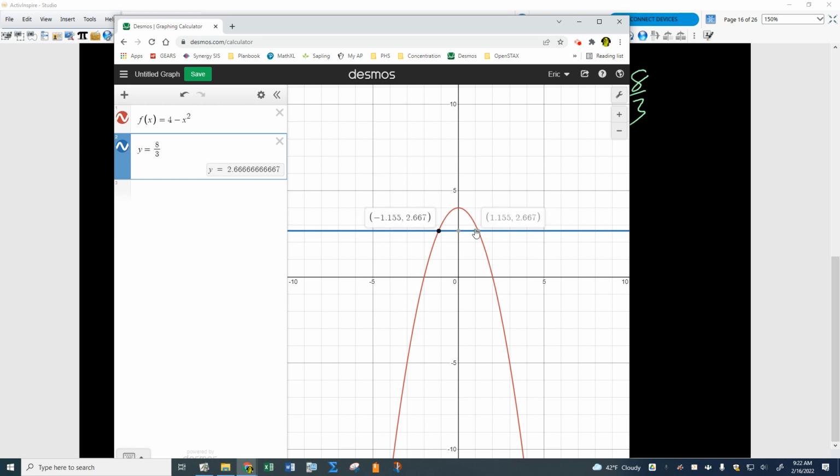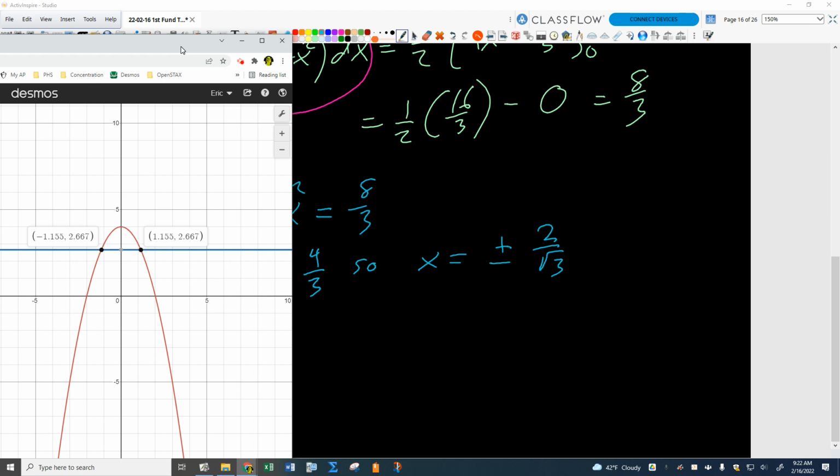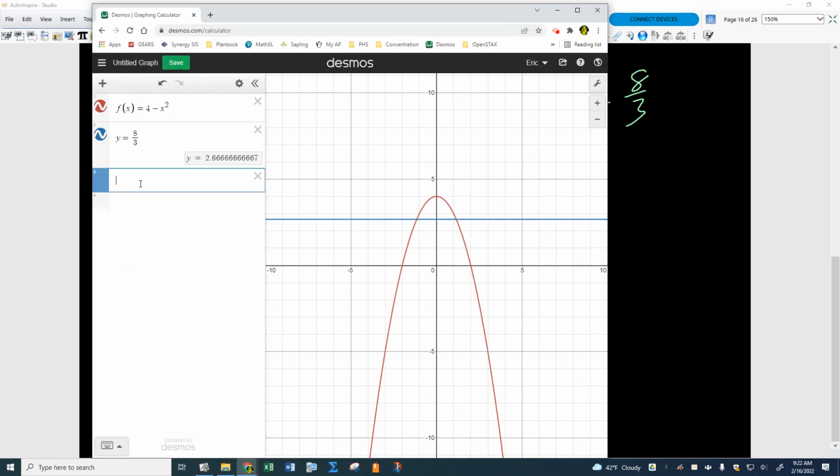And I bet you that -1.155 and positive 1.155 are 2 divided by the square root of 3. Let's just check it. Yeah, makes sense? Okay, so those are the places where the function has its average value. Say it again.